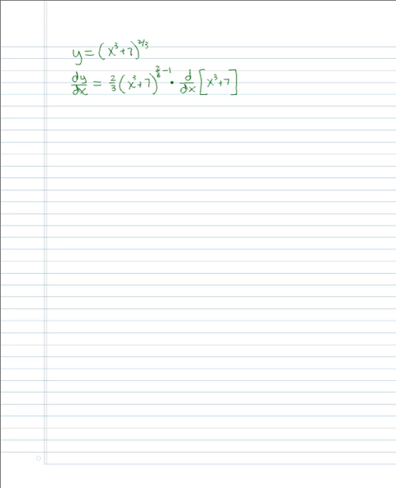Okay, well, let's continue. The derivative of y with respect to x, then, is 2/3 times (x cubed plus 7). And, of course, 2/3 minus 1 is the same as 2/3 minus 3/3. 1 is 3/3. And so you see that's a negative 1/3. So our exponent is negative 1/3. And then we look over here at the derivative of x cubed plus 7, and we can determine real quickly that that's 3x squared.